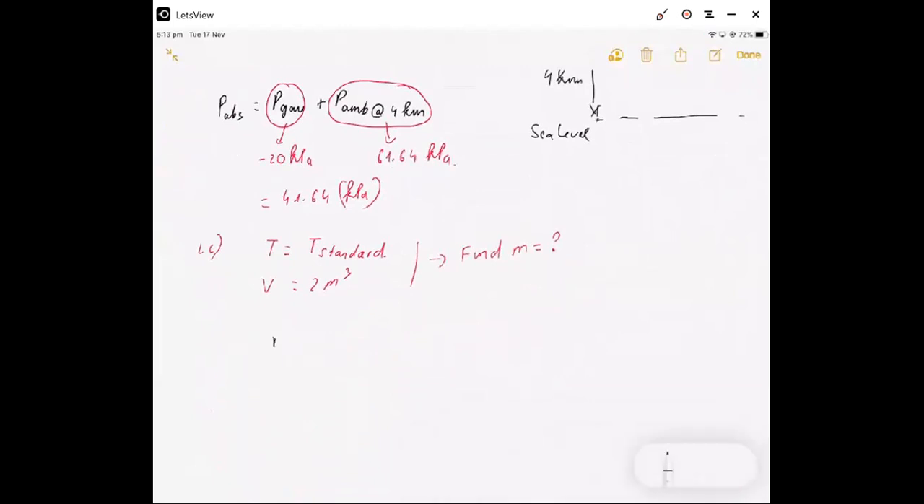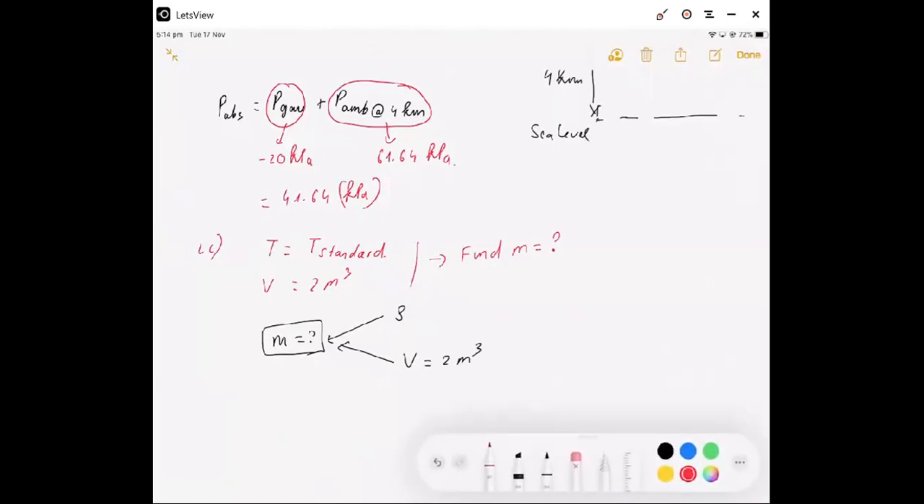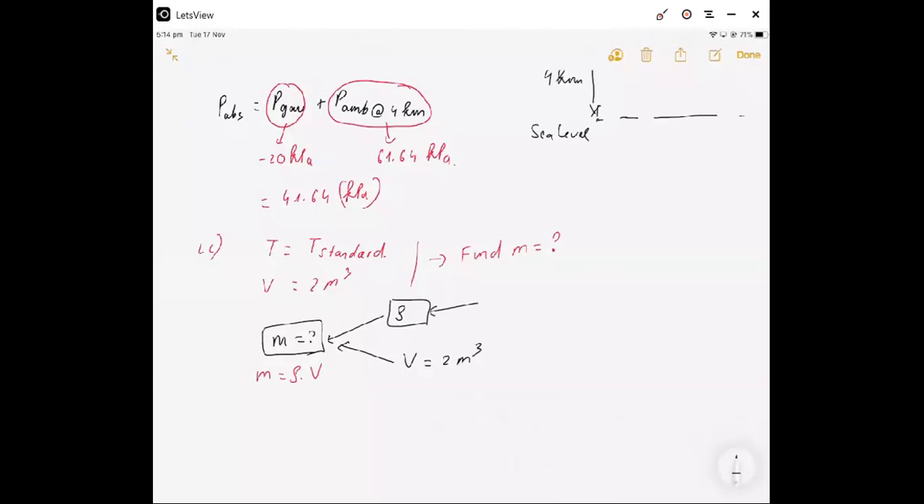How to find mass? You can find mass if you know density and volume. The volume is 2 meter cube already. Mass equals density times volume. How to find the density? The air density inside the container, not the air density at 4 kilometer altitude. Inside and outside are different. Outside is atmospheric pressure, but inside is different now.